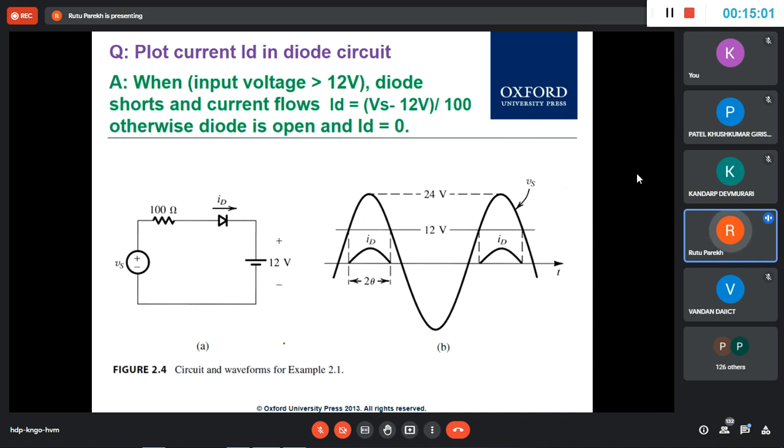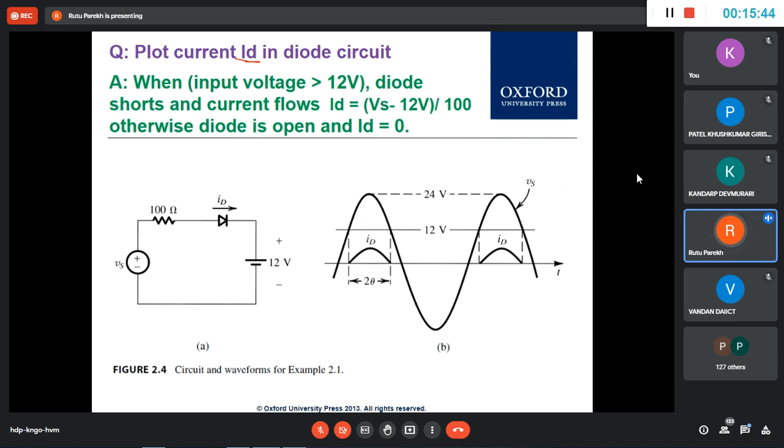Now let us understand this simple circuit where you have one R and one diode, and there is always a resistor. This prevents the diode from breakdown, otherwise if you directly connect it, it will get destroyed. And then this is a diode and this is the supply here. Now you can see this is a voltage from 0 to 24 volt, so you have a plus and minus AC signal, and you have to apply the ideal diode model and plot the ID in the diode circuit.